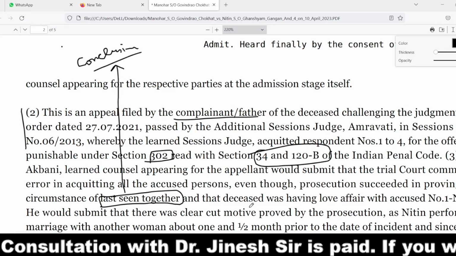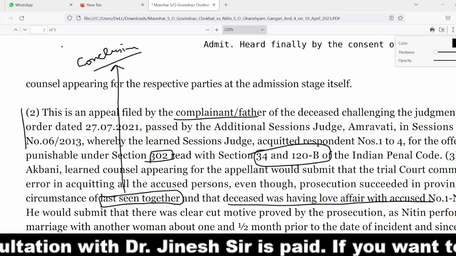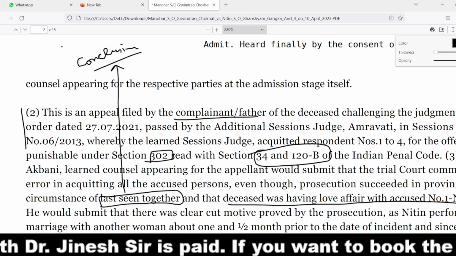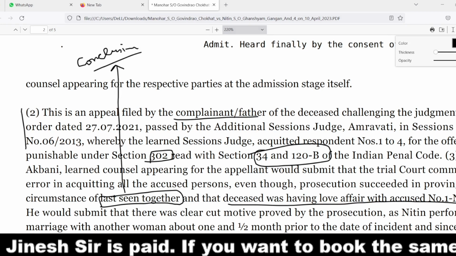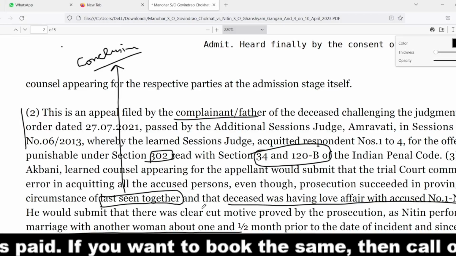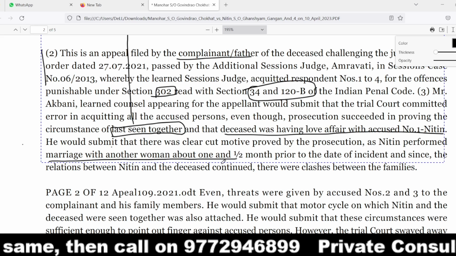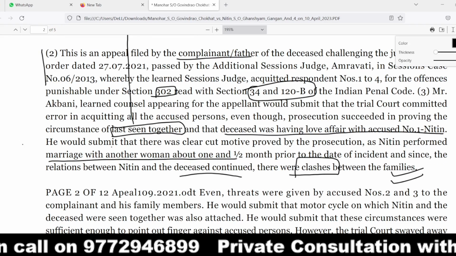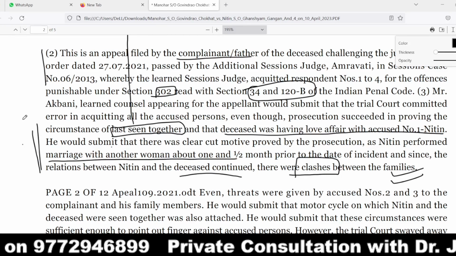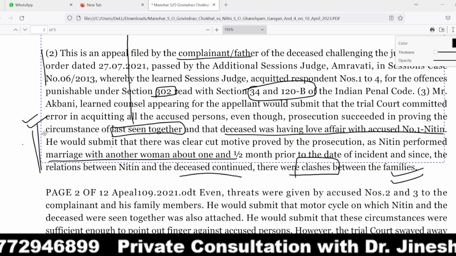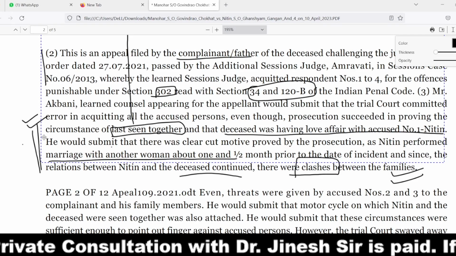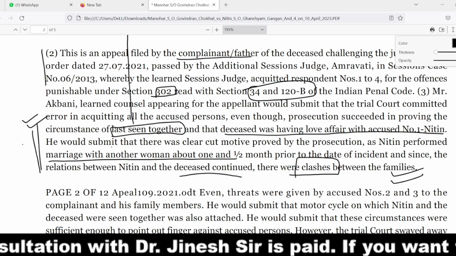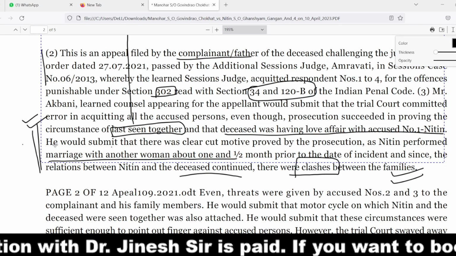The key point is that the deceased was having a love affair with accused number 1, Nitin. He would submit that there was a clear-cut motive proved by the prosecution, as Nitin performed marriage with another woman 1.5 months prior to the date of the incident. The relationship between Nitin and the deceased continued but in the form of clashes, since Nitin performed the marriage and the same was not recognized by the deceased. The quarrels between the complainant and the accused resulted in clashes, and finally Nitin had a strong motive to kill the deceased.